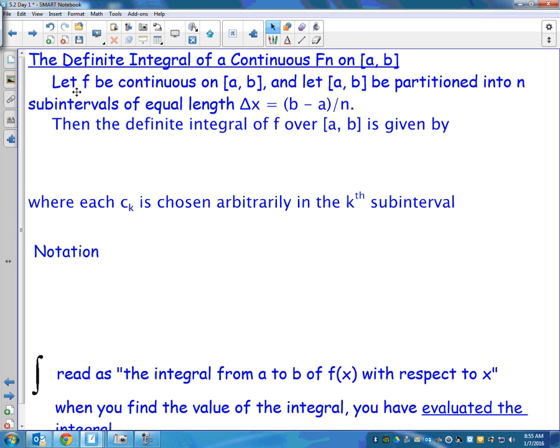So, the definite integral of a continuous function, if you partition it into n subintervals, then your change of x, how wide each one is, is always b minus a over n. If you look at the programs that I wrote, that's a line that gets how wide each rectangle is, or you can just draw it out and think about it. And so the definite integral, we're going to just write it again, where each c sub k is arbitrary.